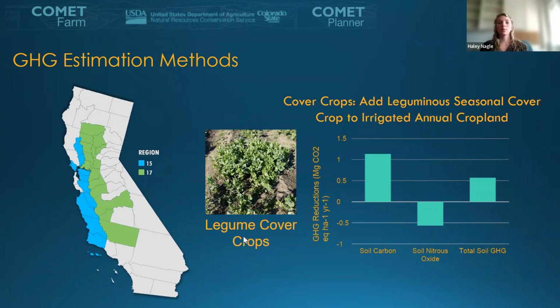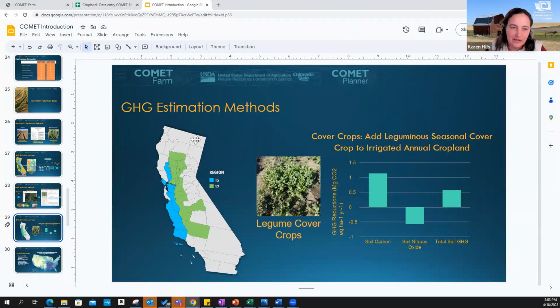Whereas in COMET Farm, you're tying all of the models and the management to the specific map units that are within wherever you define your fields. That's helpful. Thank you. Yeah.